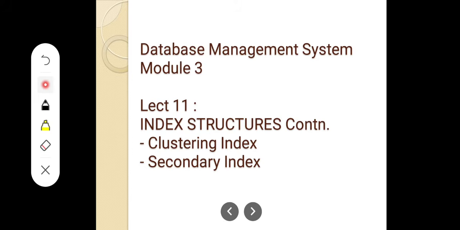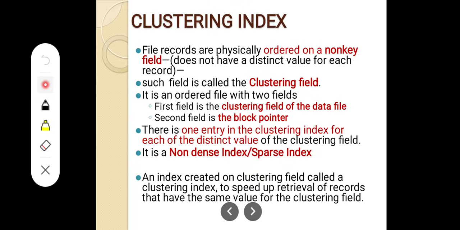So first we are going to cover the clustering index. What do you mean by a clustering index? The most important speciality of a clustering index is that the file record, or the main data file, is actually ordered on a non-key field. In primary indexing we saw that the data file was ordered according to the primary key, but here it is ordered on a non-key field. Such a field is called a clustering field.